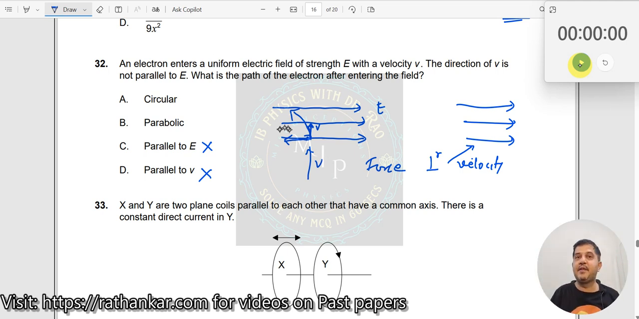So therefore, it is not a magnetic field over here, so it cannot be circular. The only option left out is parabolic. Parabolic is the right answer.